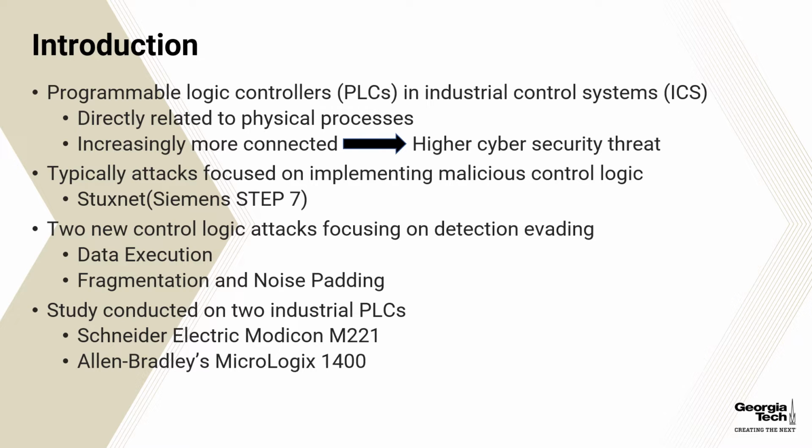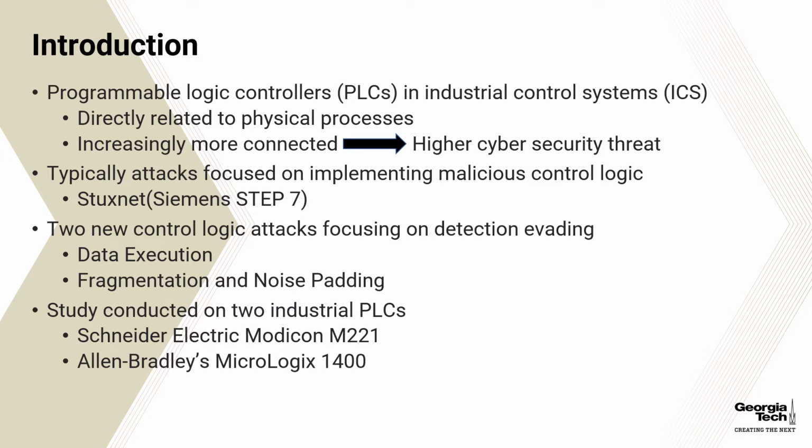So, in this paper, as an attempt to continue to revolutionize defense mechanisms for attacks, two new attacks will be explored. In the past, such as with Stuxnet, most attacks were not centered around remaining undiscovered. So, this paper was the first to explore avenues for stealthy transfer of malicious code. This is where we begin to look at data execution and fragmentation and noise padding attacks. These attacks will be demonstrated on two industrial-grade systems, Schneider Electric's Modicon M221 and Allen-Bradley's MicroLogix 1400. Using two very popular network intrusion detection methods, signature-based and deep packet inspection.